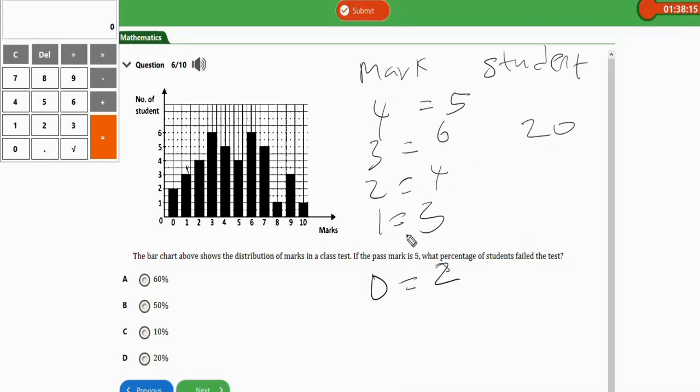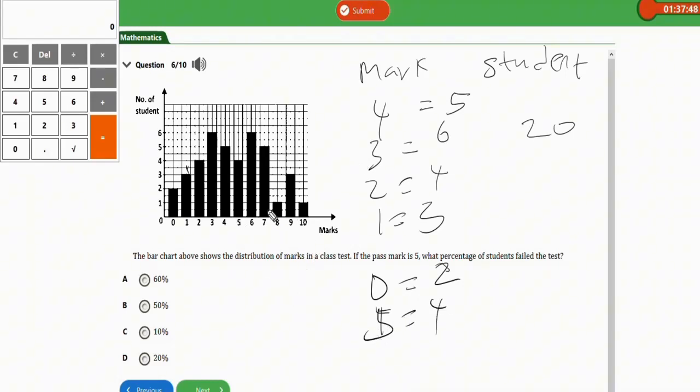Now the total, let's include the total. What percentage of students failed the test? So to get the total number of students, let's include both those that passed the test. Now the pass mark, people that got the pass mark 5, let's say mark 5, we have the number of students to be 4.